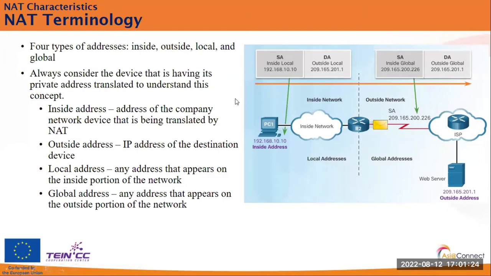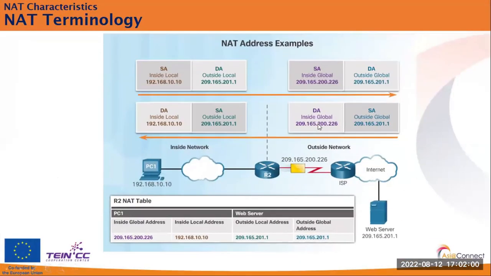But combined there are four addresses: inside local address and inside global address. That means for this network, it has an inside private IP address, that is inside local, and when it is translated, that is the inside global address for the outside network. But for the public IP address, it is always the same. That means outside local and outside global address are always the same.